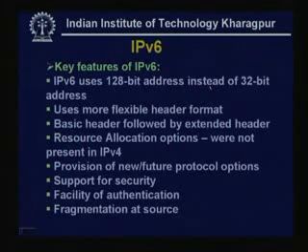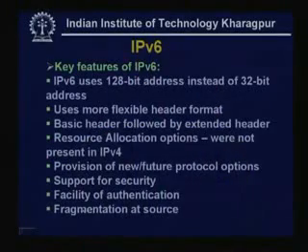I think our discussion will not be complete if I do not mention IP version 6. We have seen that IP version 4, which is now very popular, has a number of limitations which are being overcome in IP version 6, and these are the key features. It uses a 128-bit address instead of a 32-bit address, as the 32-bit address is gradually becoming insufficient. It uses a more flexible header format compared to IP version 4: a basic header followed by an extended header, so it is used in two levels.